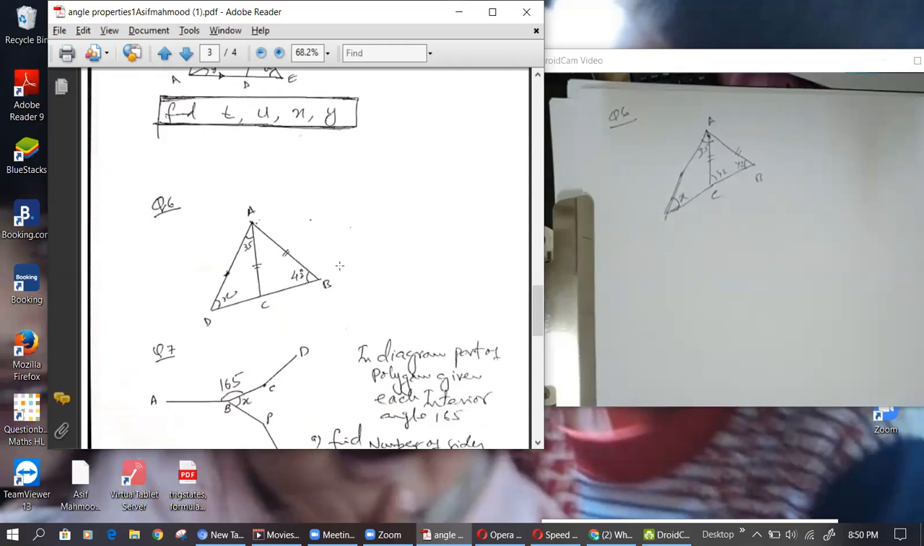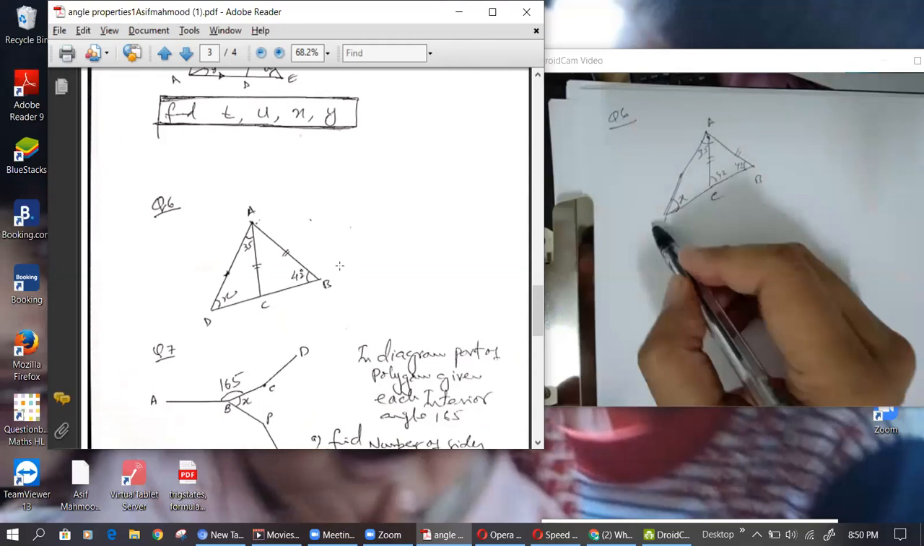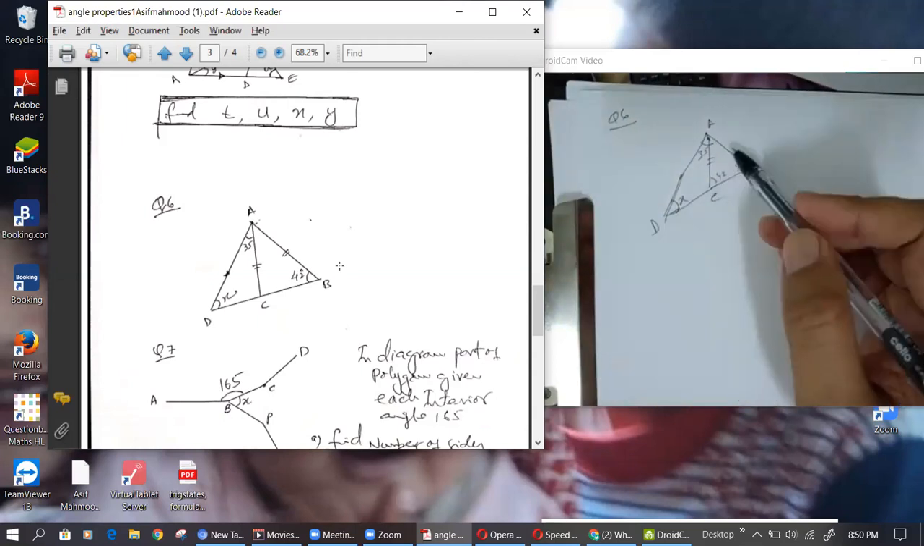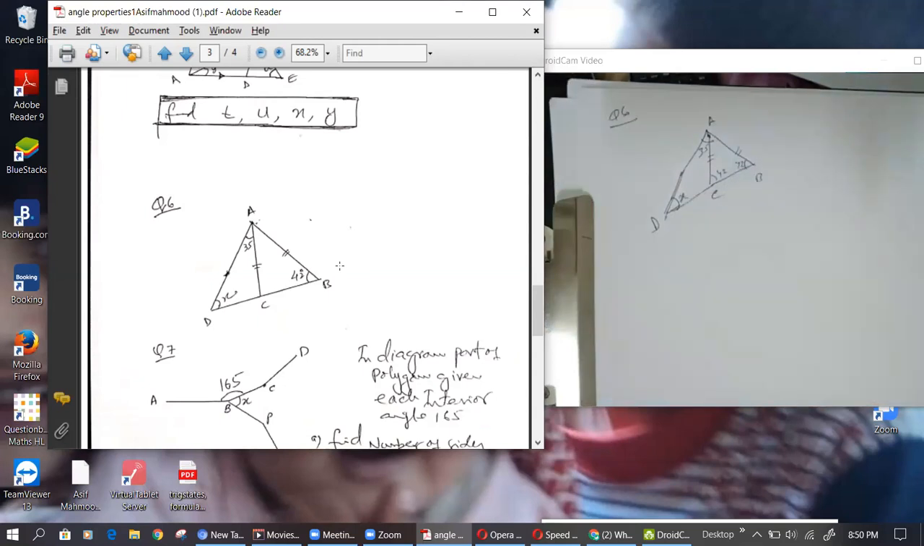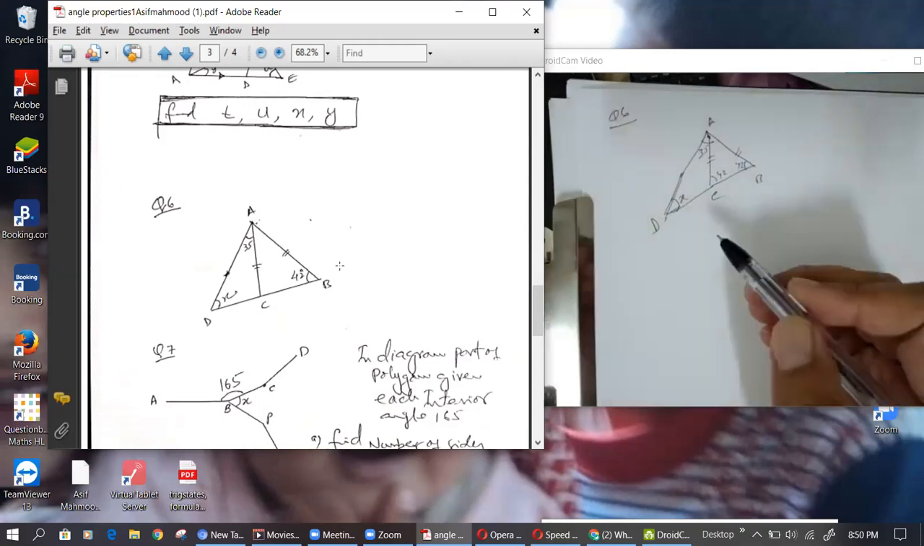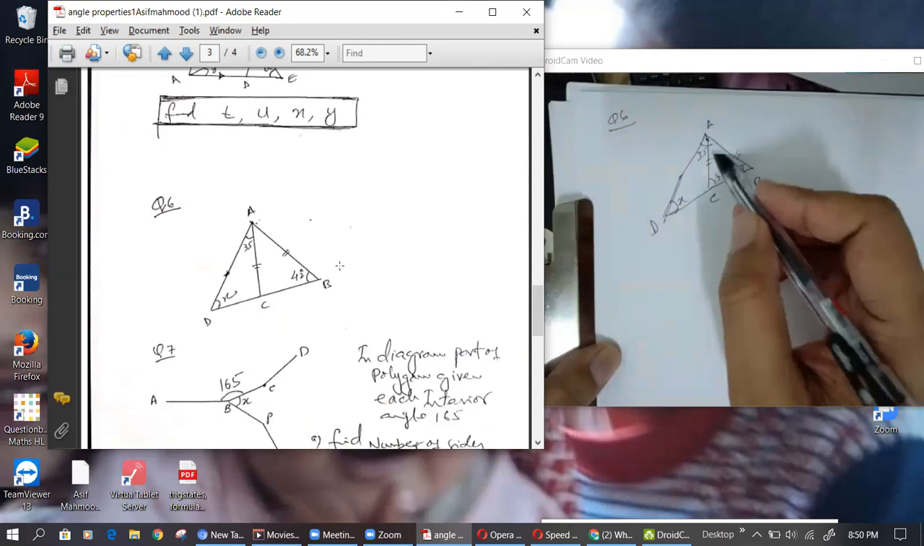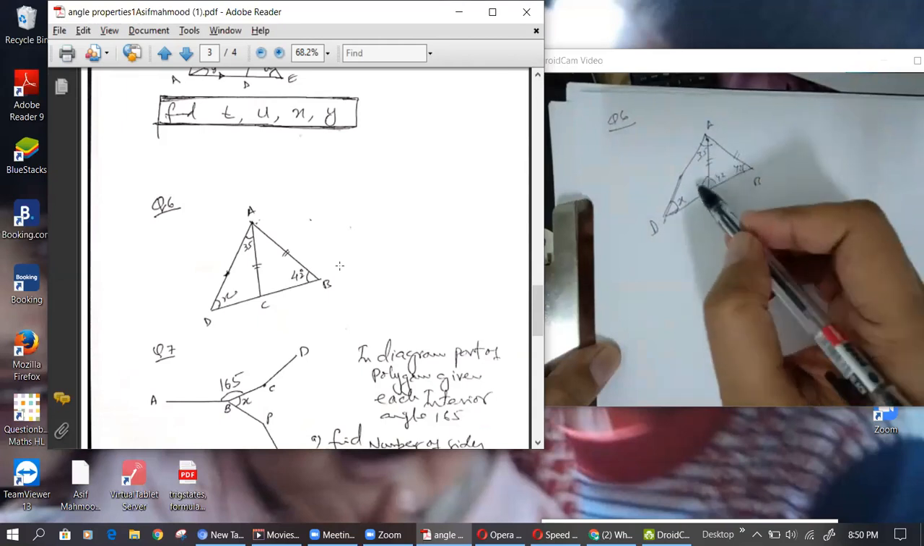BAC will be 96. Well, I don't need BAC. I need x. Okay, fine. So that one is 138. So ACD will be 138. ACD, this one. Very nice. Now you are going correct. Now find X.